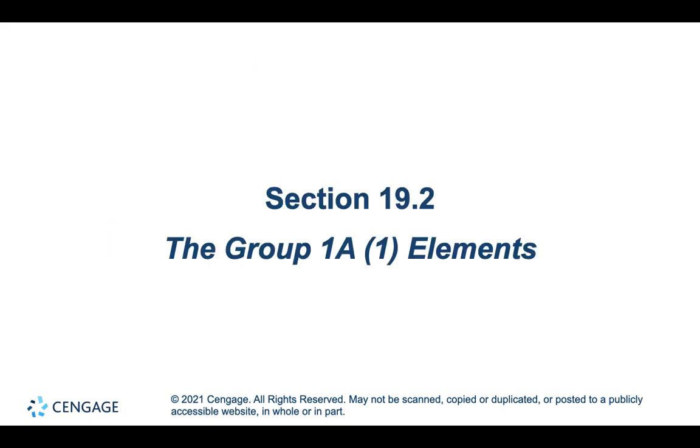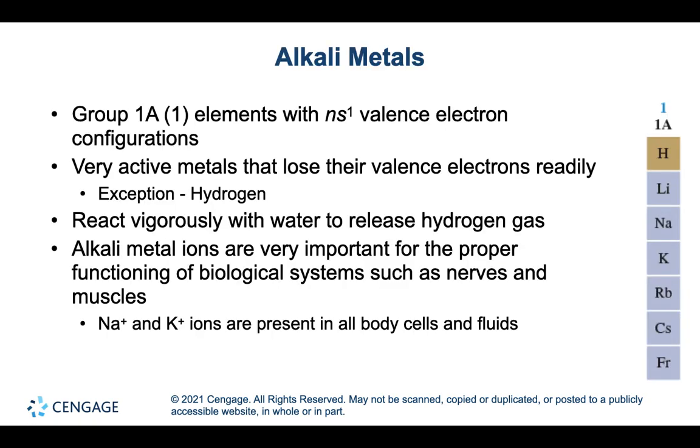Okay, so we start from left to right across the table with group 1A. These are the alkali metals. Hydrogen is really not considered an alkali metal, but lithium, sodium, potassium, rubidium, cesium, francium are.